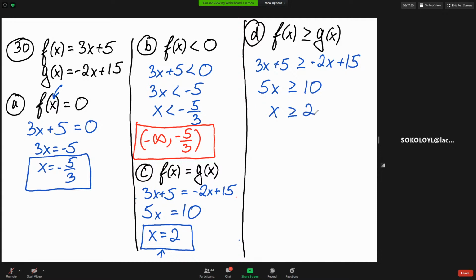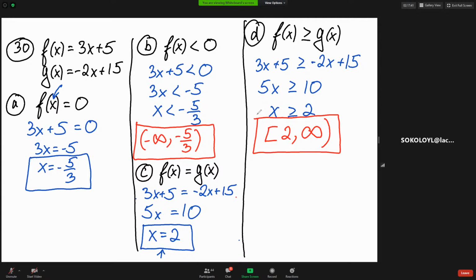Again, this is an interval. This describes an interval for all x's that are 2 or more. So we would use interval notation to denote that. So x's are from 2, including the 2, all the way to infinity.